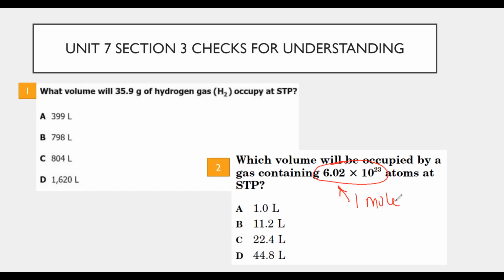And what do we say? 1 mole of gas at STP is equal to 22.4 liters. So guess what your answer is? You have 1 mole of gas, and 1 mole is equal to 22.4 liters. All right, moving on.